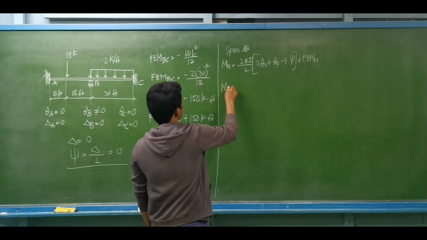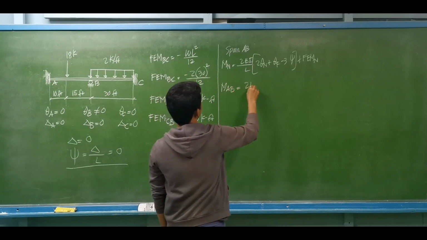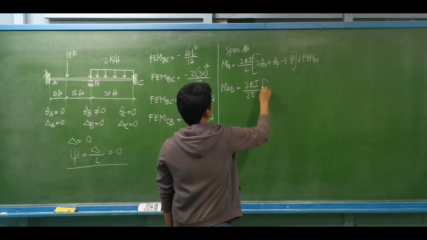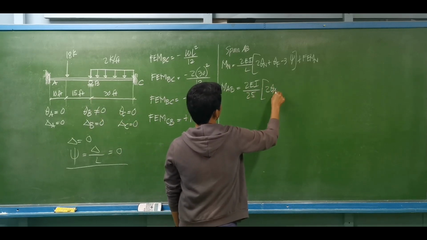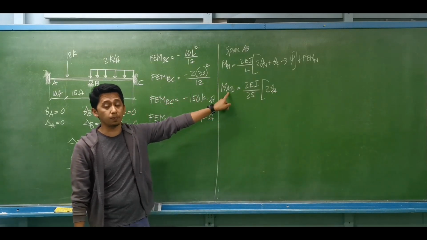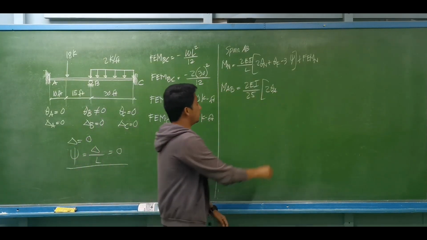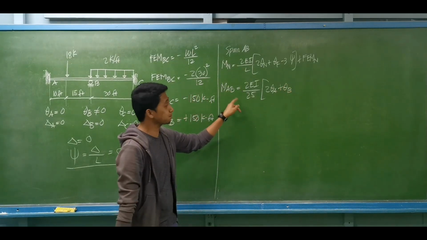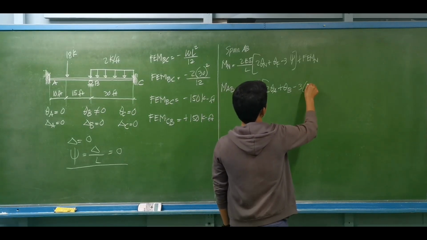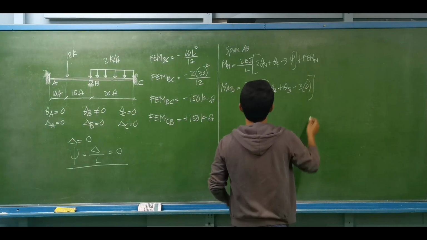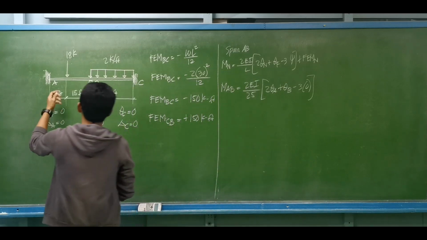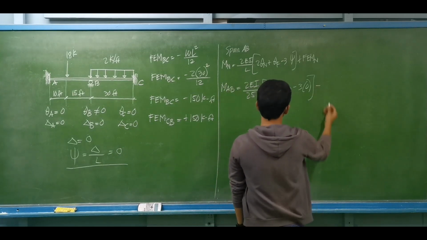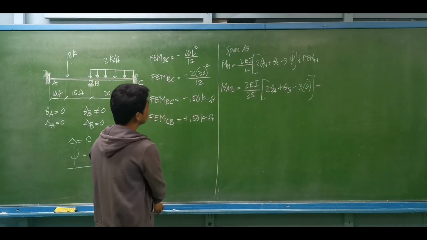This is the moment for span AB is equal to twice of EI divided by, what is the length? We have 25 feet. This is multiplied by twice the rotation of your near point. That is the first letter of the subscript, we have point A, plus the rotation of the far point, that is point B, the second letter, minus 3 times 0. Then as you can see, we have the moment for point A. That is a counterclockwise moment. That is negative.